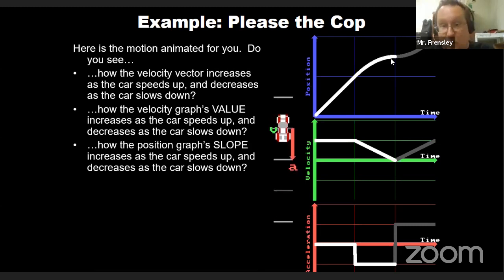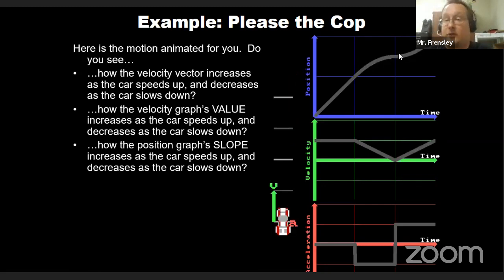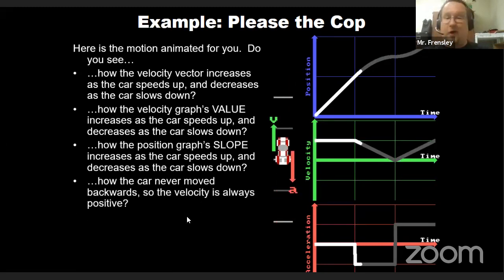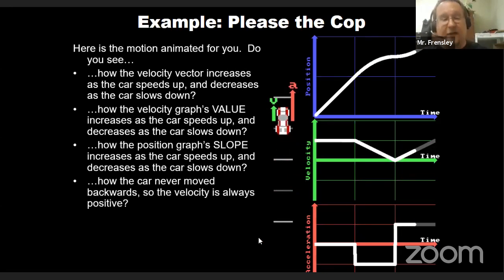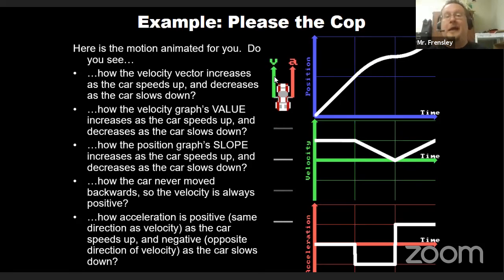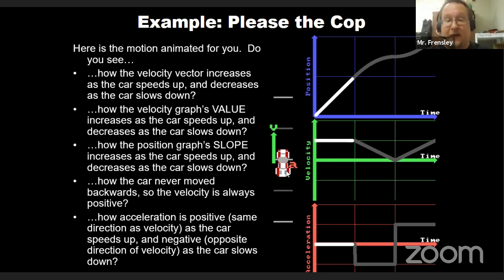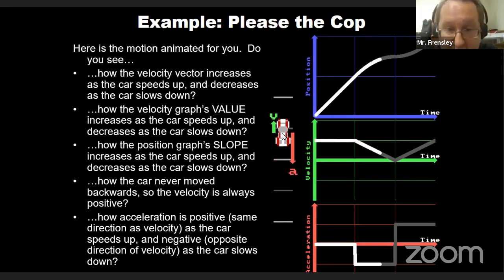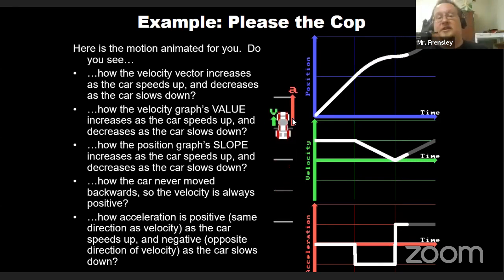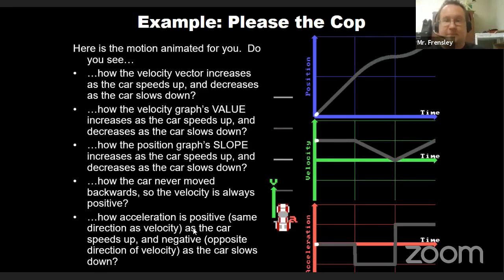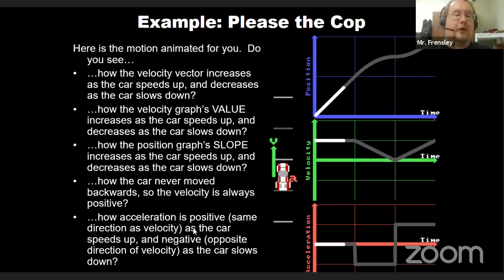The position graph slope is going to increase at the same time the velocity's value increases. The position graph slope decreases at the same time the velocity's value decreases. The car never ever moved backwards because we never had a negative velocity. We did have a 0 velocity for a moment, but we never had negative velocity. And once again, acceleration is opposite velocity during the slowing down part. And then the acceleration is in the same direction as velocity while the car is speeding up. That's that last little segment right there. Okay, all good.